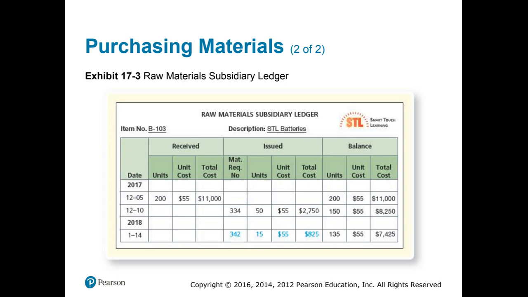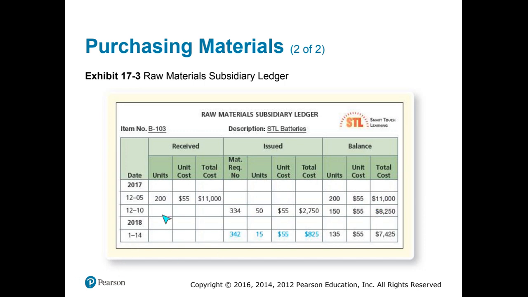So we've got the materials when we received them. On December 5th, we received 200 units. They cost $55, so 200 times 55, total cost is $11,000. That's what we received. We didn't issue any during that period, so our balance on December 5th was the same.